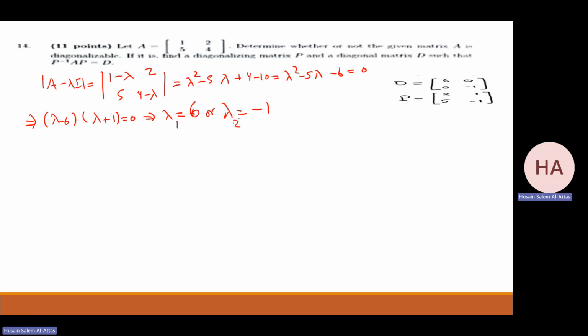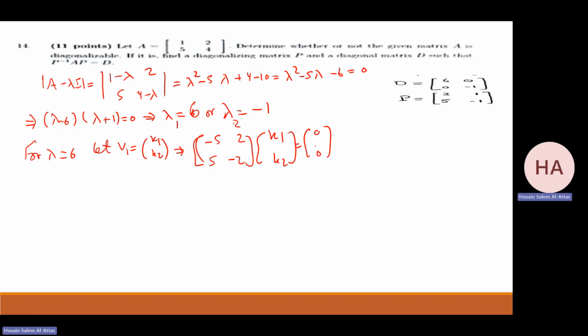Now for lambda equals 6, what am I getting? Do the system. I let P1 be K1, K2. I'm getting minus 5, 2, 5, minus 2 times K1, K2 equals 0, 0. It's the same equation, by the way. Easy to see, huh? 5K1 minus 2K2. By multiplying by minus, you get the second one.